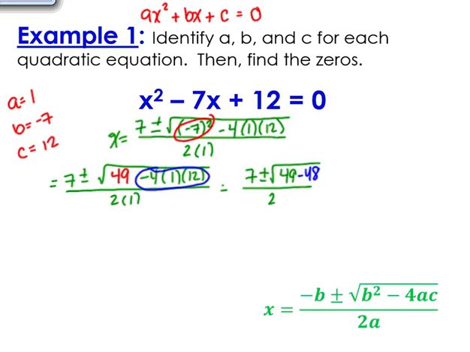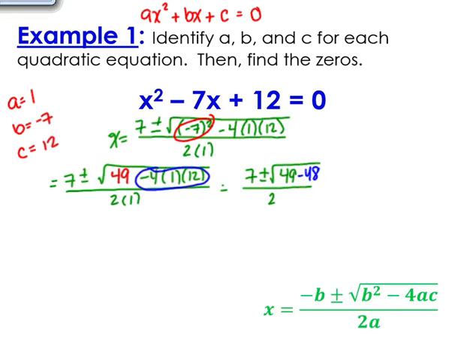Alright, so I can still do more inside my square root, so I'm going to go ahead and do that. I've got the 7 on the outside, the square root of whatever that is, all over 2. Well, 49 minus 48 is 1.